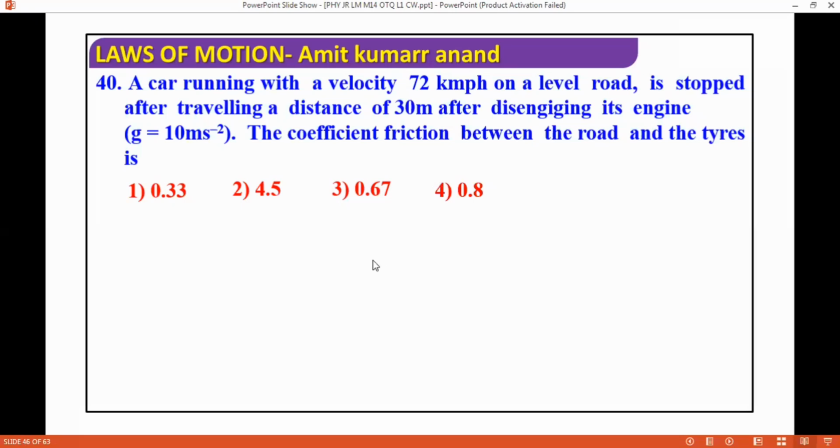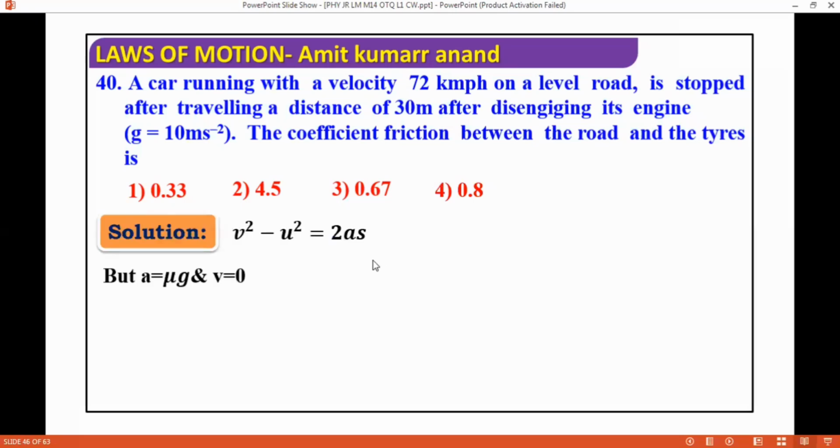So basically, the question has given you the distance traveled, s. Given the velocity is 72 km per hour, it stopped at a distance of 30 meters. This information is important for us to think about the question. So the car is moving with velocity 72 km per hour, the final velocity is going to 0, and we can convert 72 km per hour to meters per second.